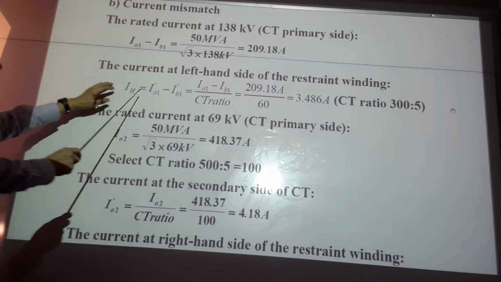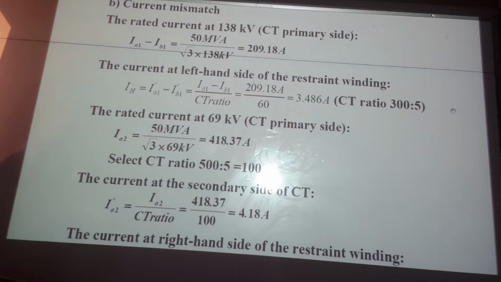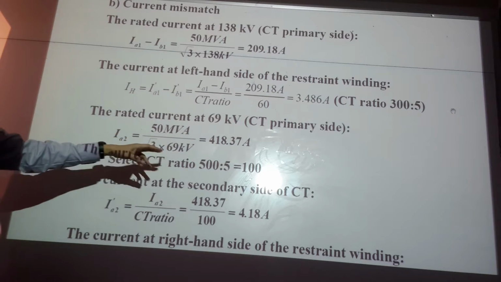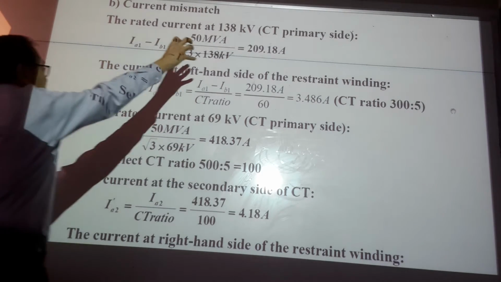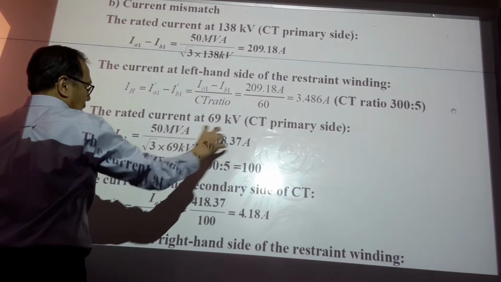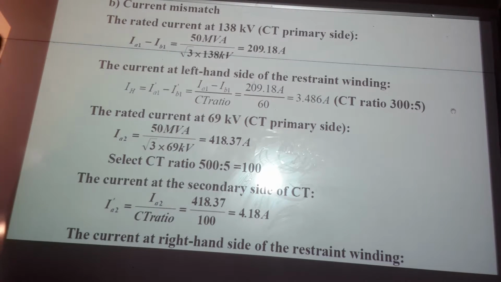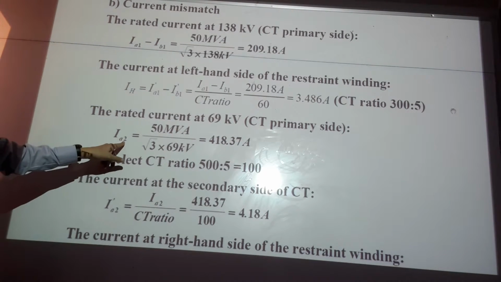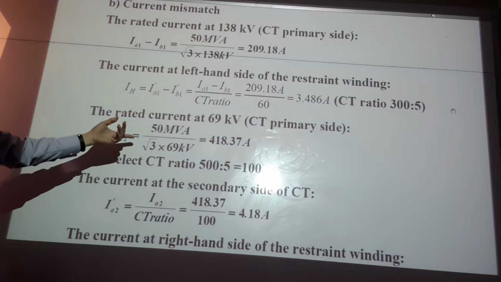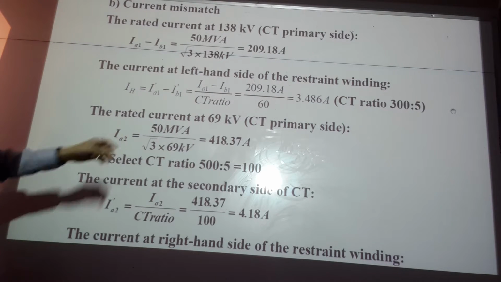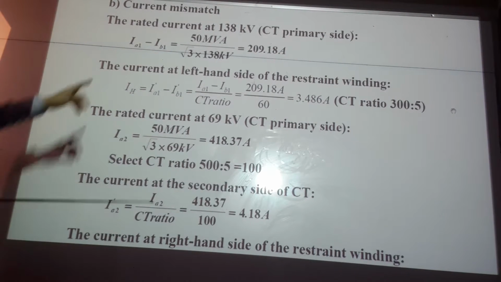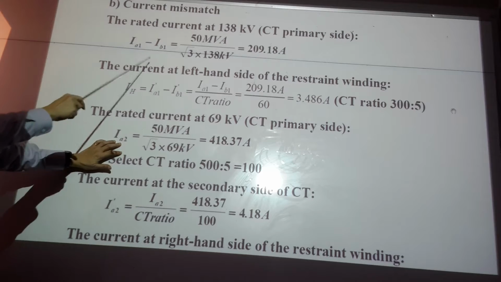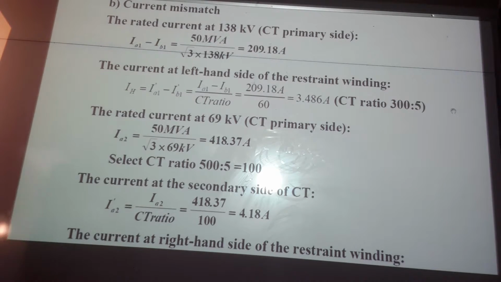We can do the same calculation for the low voltage side, and you will notice that the current is much higher. We only change one value: instead of 138, we change to 69, and this is the current. The other side is connected as a Y, so line current and phase current are the same, not different. So we have to connect our CT as delta to get the difference in current, more like this, which is called IA2 minus IB2.